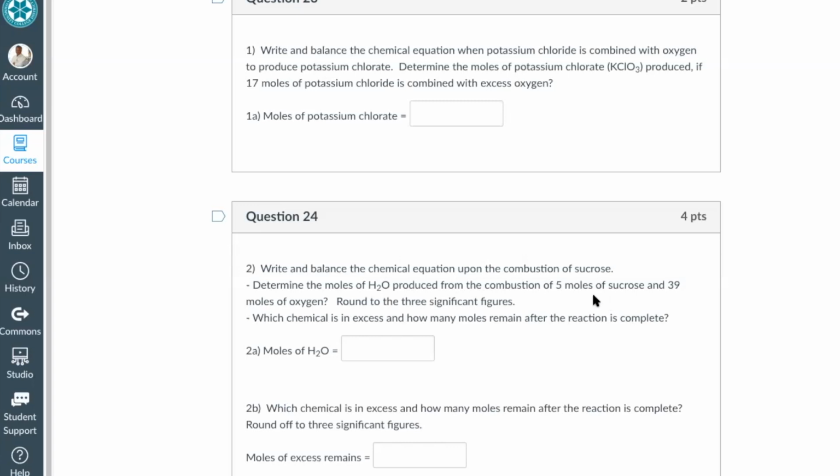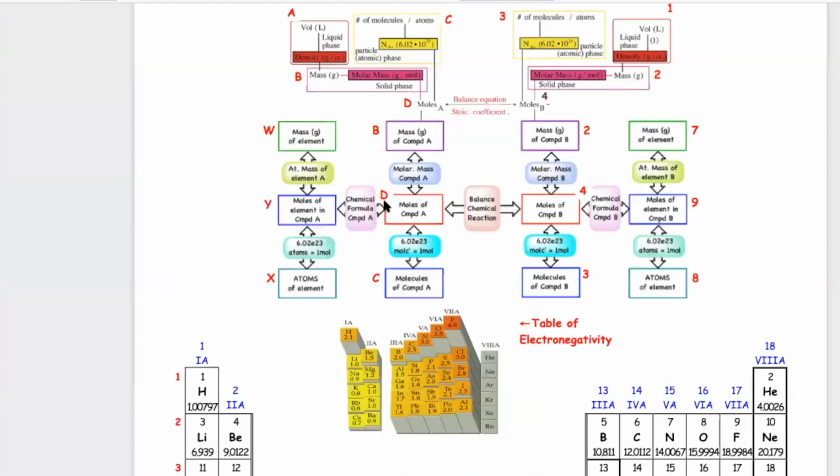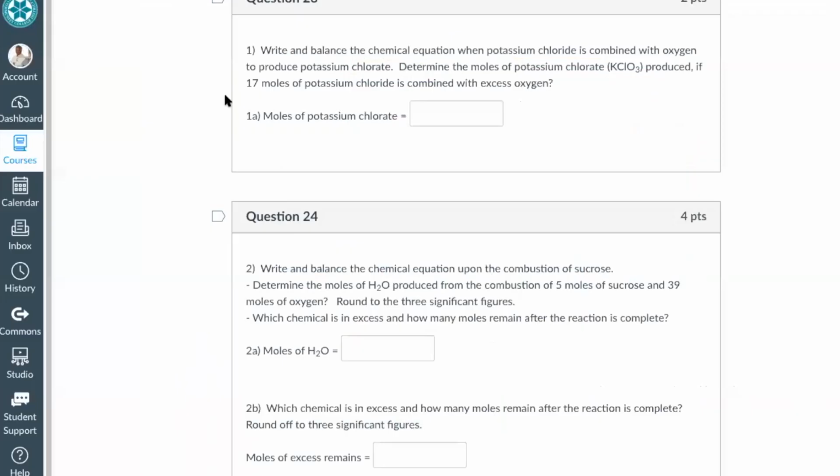You have to figure out how many moles of water is produced from 5 moles of sucrose, and how many moles of water is produced from 39 moles of oxygen. The lowest one is going to be your answer. So again, going back to this, all we're doing is going from here to here and figuring out which one's the smallest using the balanced equation. So your activity is still there. It hasn't been lost. You just have to find it in Canvas.